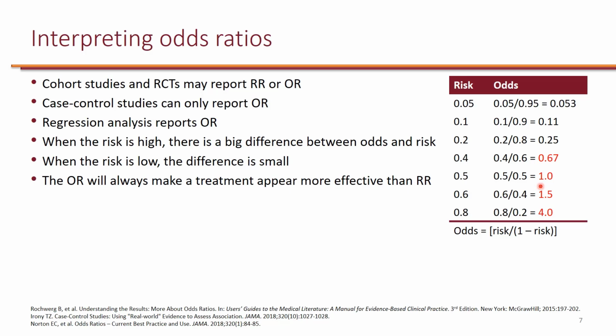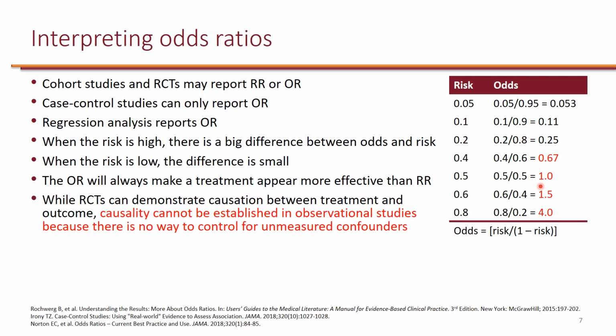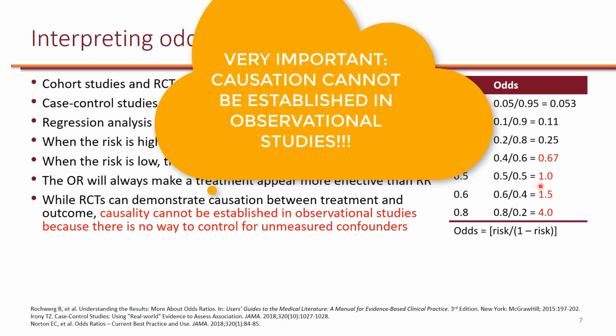Another thing that you should also keep in mind is that while randomized controlled trials can demonstrate causation between treatment and outcome, causality cannot be established in observational studies. So the results of observational studies can only show you association. It can never establish causality, which is extremely important to keep in mind when you interpret these odds ratios and relative risks.